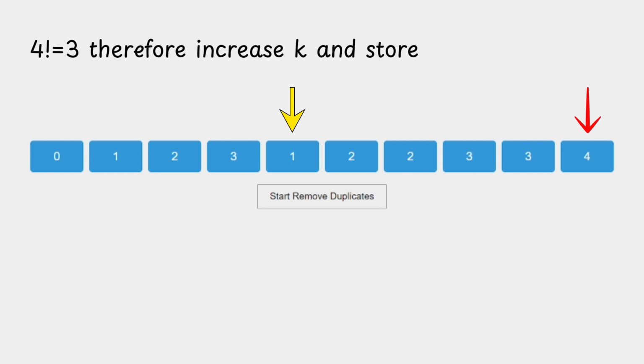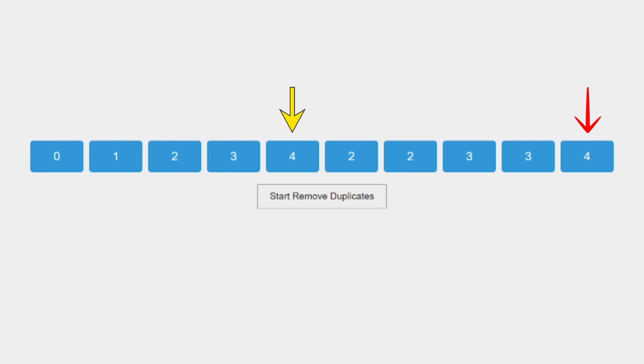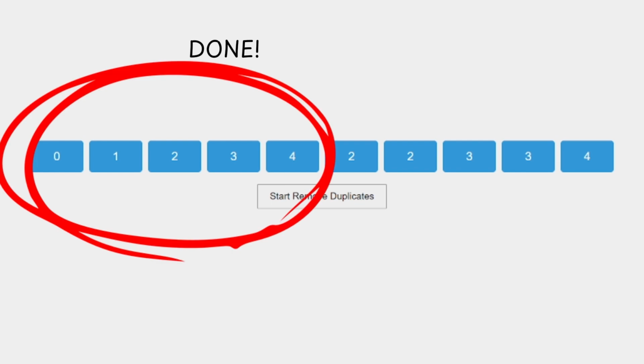Now we're done, we increased k 4 times, but we now have to return 5, so k plus 1, since our first k plus 1 elements are unique and the other elements don't matter.